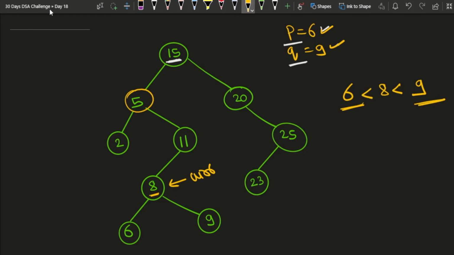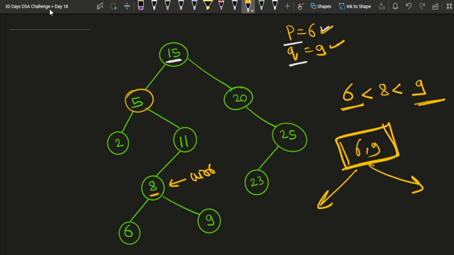So now I'm not sure that both the values 6 and 9 are in the left or in the right. You can clearly see that one value is lesser than 8, which means it will be present in the left subtree, and one value is 9, which is greater than 8, which means it will be present in the right subtree.